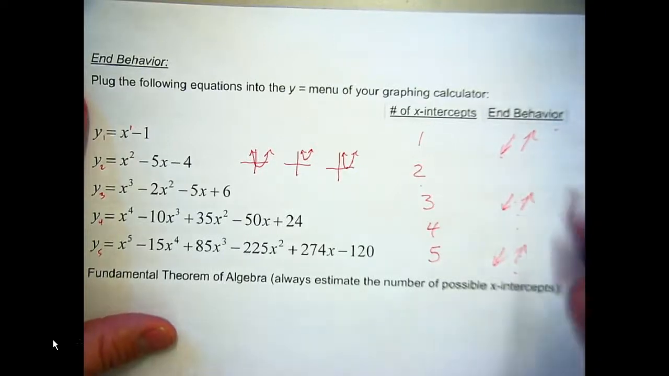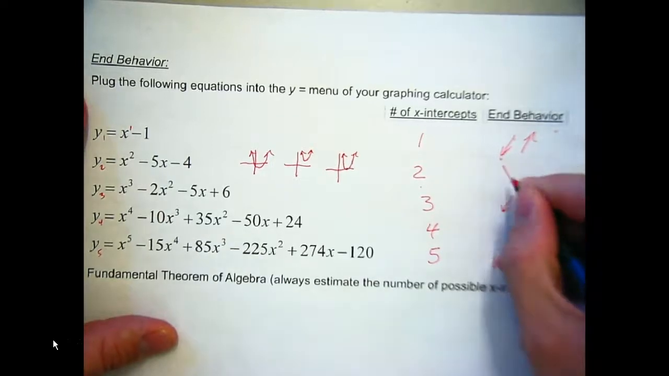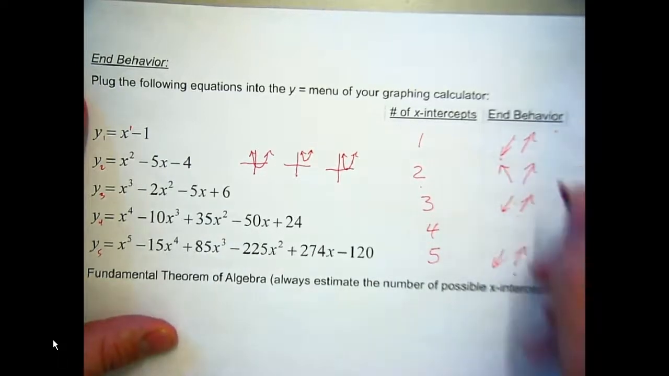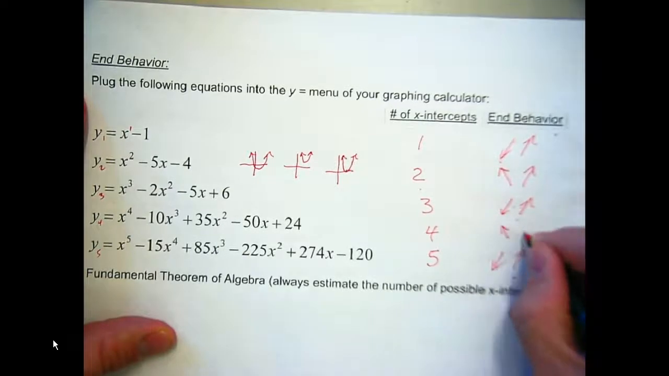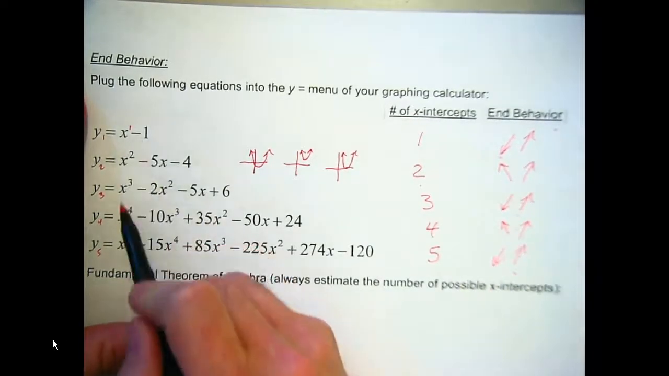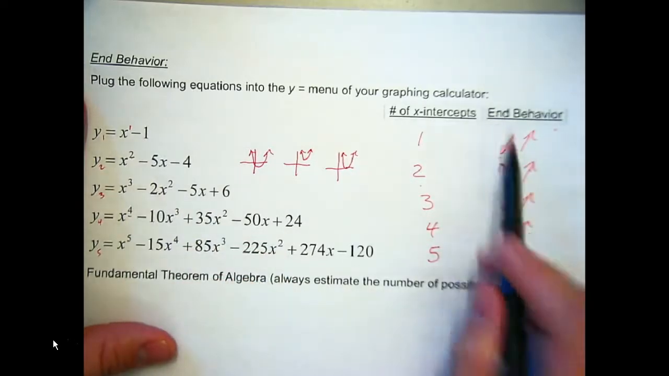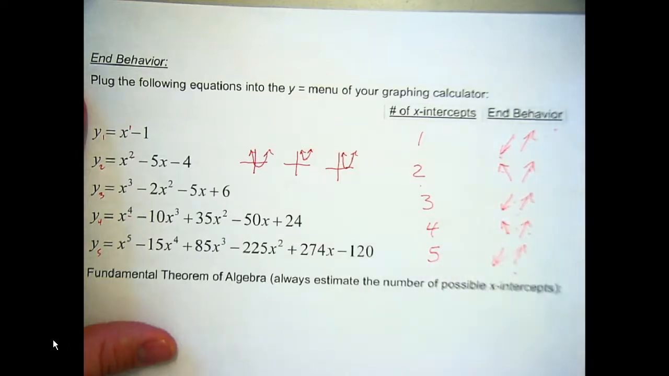Okay? Rational functions will. Polynomials will. Okay? This right here was even, and it was up, up. And this one was even, and it was up, up. So even degrees go the same direction. Odd degrees go in odd directions. Different directions. Okay?